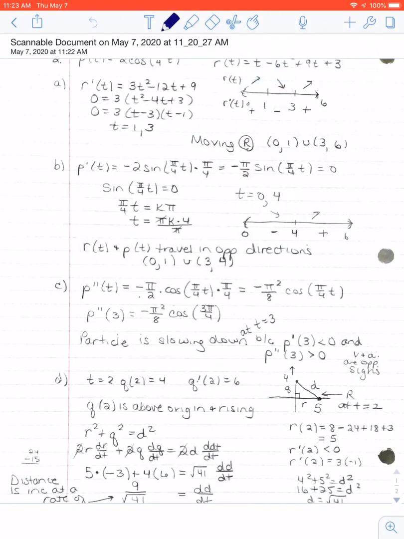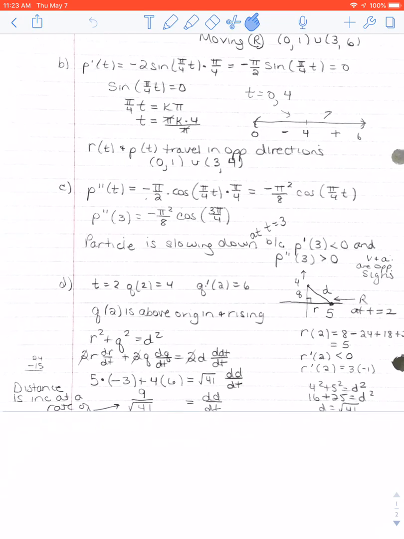This video is going to go over a couple of questions on the verbal stem free response question medley. I'm looking at question 2 and part D. It states that there's a third particle Q that moves along the y-axis perpendicular to the path of particles P and Q. The position of particle Q at time t is given by Q of t. At time 2, Q of t is 4, Q prime of 2 is 6. Describe how the distance between particles Q and R is changing with respect to time at t equal 2.